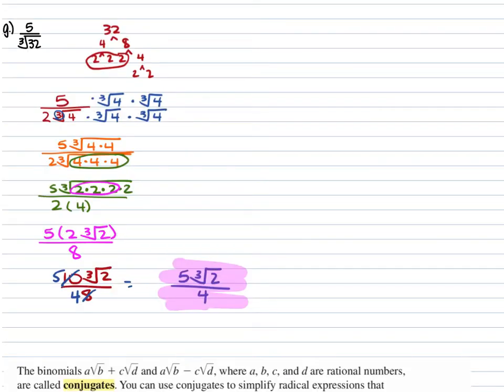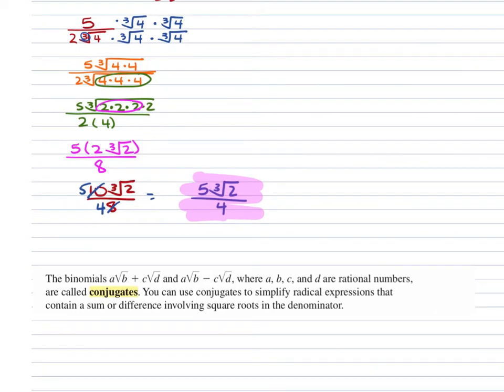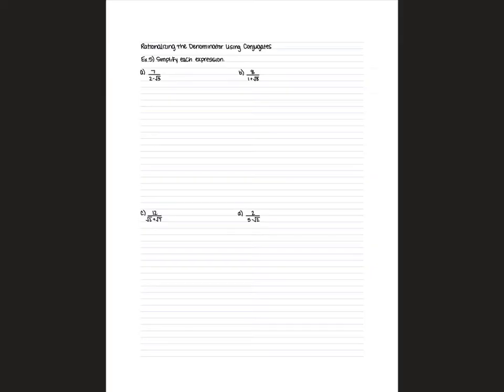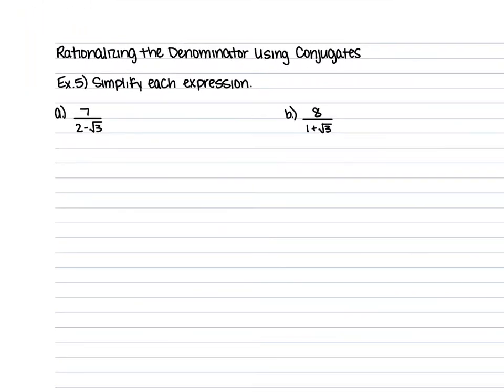The next part of this lesson that we are going to look at is conjugates. Conjugates are literally expressions that involve radicals and their opposites almost. So a conjugate is something like you see here in this bottom description, where you have a square root b plus c square root d, and then the sign between those two terms just switches to be a minus or a negative, and those are conjugates. So they're literally the same terms but opposite signs between them.